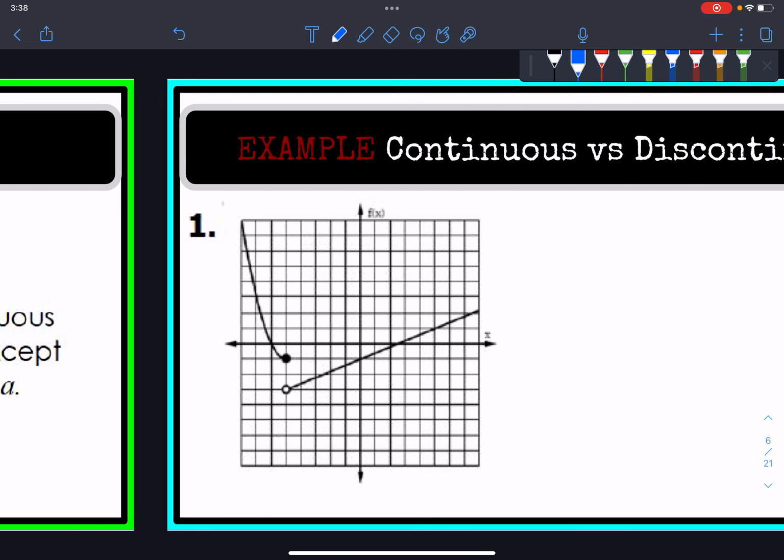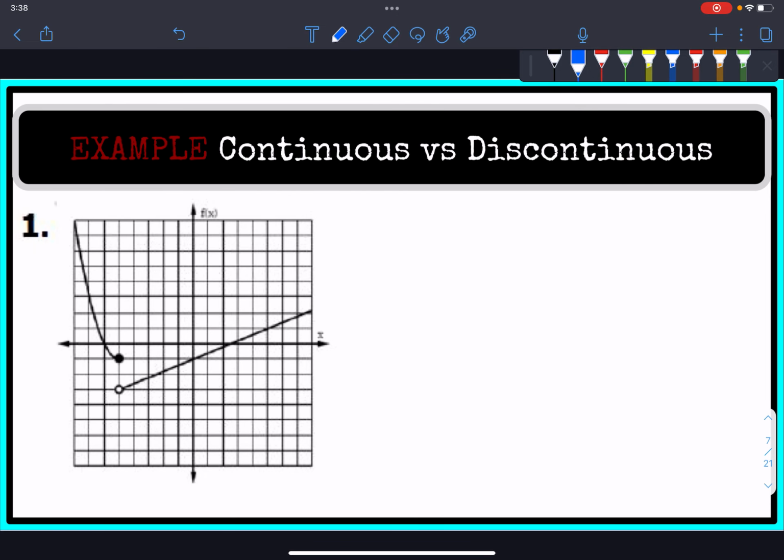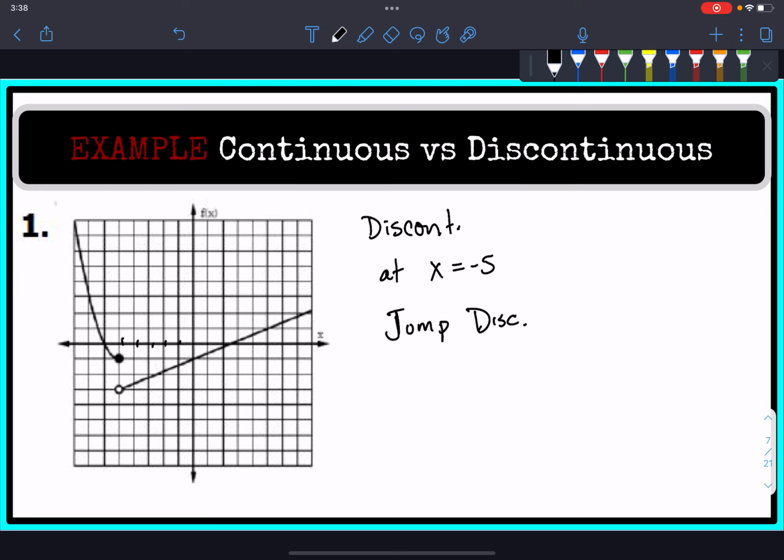So let's look at some examples here. In this first example, this graph is discontinuous. It is discontinuous at the x value of negative 5. And the type of discontinuity that it has is a jump discontinuity, because it jumped from up here to down there to continue the graph.